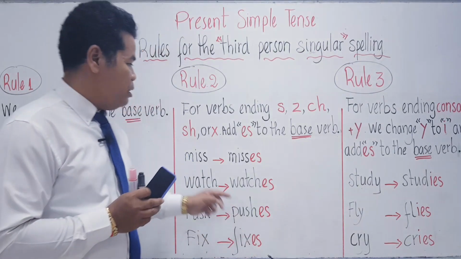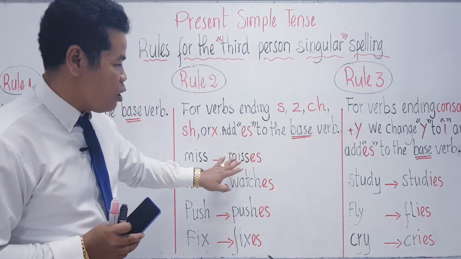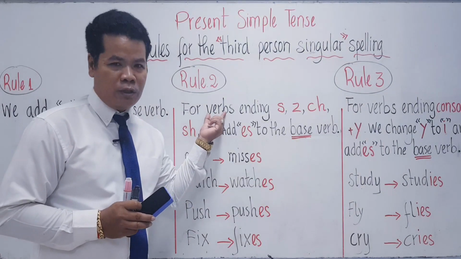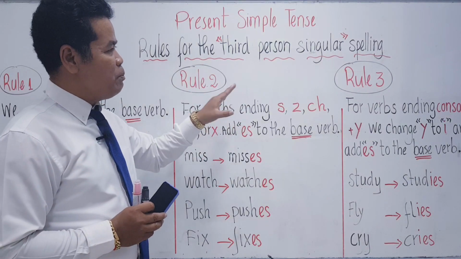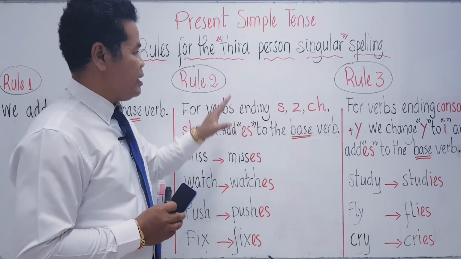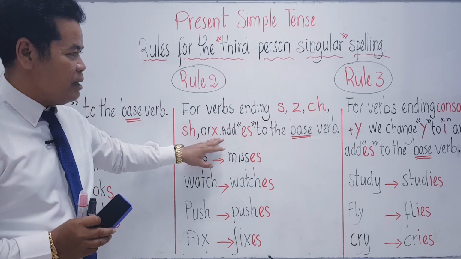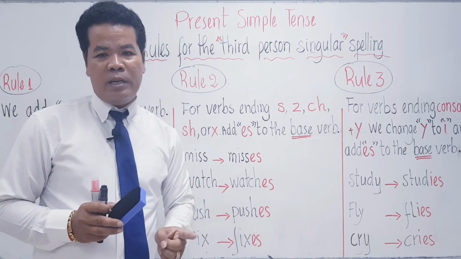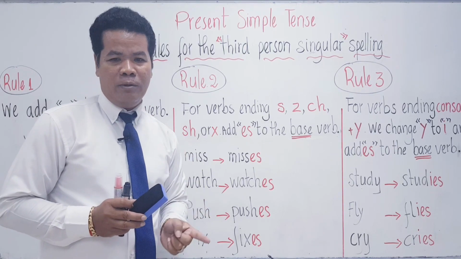Let me ask you, why do we add es to the base verb? Why don't we just add only s? The reason is you have to follow the rules. Every time you see the present simple verb, okay, and the verb ends in s or z or ch or sh or x, you cannot add only s. One thing you have to do is add es. The reason is you have to follow the rule.